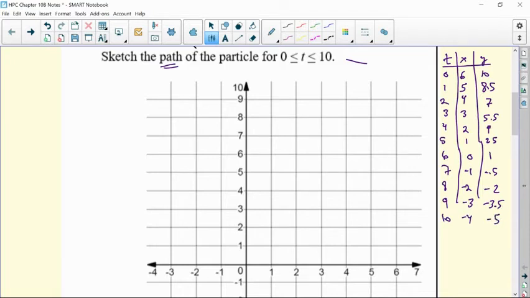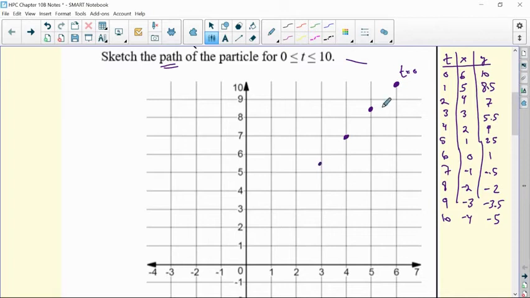Okay, so here are all the different positions, starting at time equals 0. So I might want to put that on my coordinates here. Time equals 0, we're at 6, 10, which is right here. And then time equals 1, we're at 5, 8.5. And time equals 2, we're at 4, 7. At time equals 3, we're at 3, 5.5, my bad.